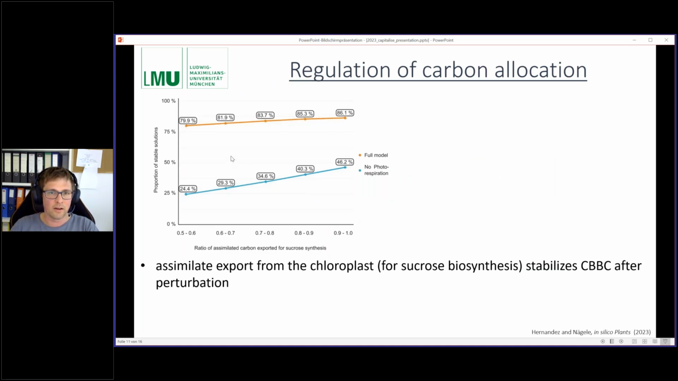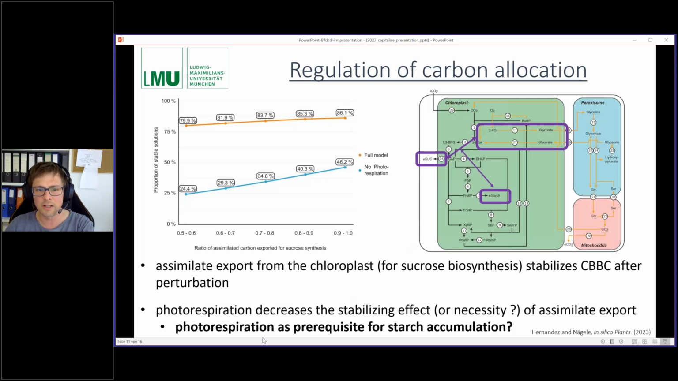Then the second hypothesis which we tested with our model is, how does the efflux of carbon in direction of sucrose biosynthesis via the TPT transporter stabilize? Does it stabilize and matter at all? And what we found was that without photorespiration, you need much more sucrose, or you need to shift the carbon flux into sucrose much more than with photorespiration in order to come up with a similar stable solution. What does that mean? For us, it means that photorespiration decreases, on the other hand, the stabilizing effect or necessity of assimilate export. And this might hint towards a physiological function.